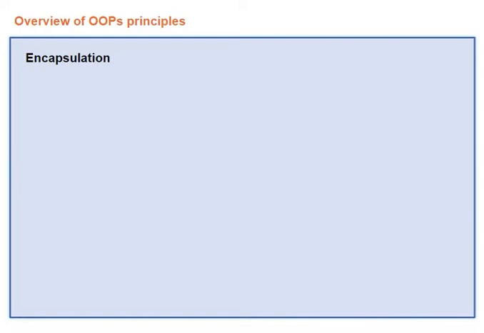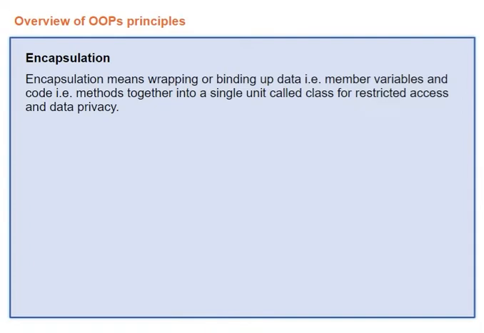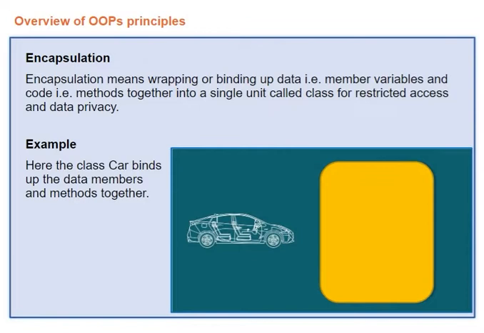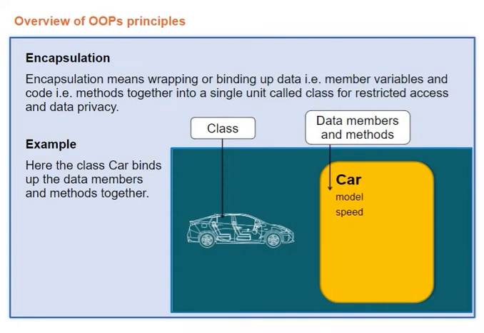Just like a capsule that encapsulates combinations of medicines, encapsulation here in Java means wrapping or binding up data, that is member variables, and code, that is methods, together into a single unit called class for restricted access and data privacy. One of the real-life examples we can relate it to is the class car that binds up the data members, that is model, engine, etc., and methods, that is driving, braking, etc., together, as you can see in the image.